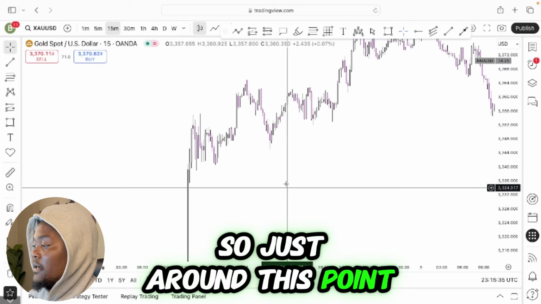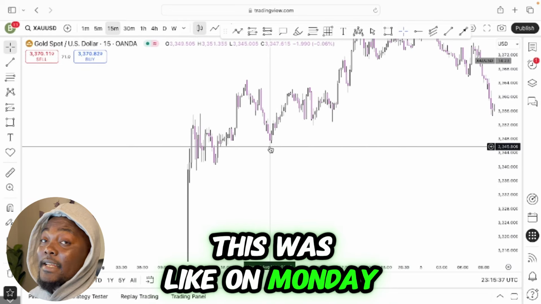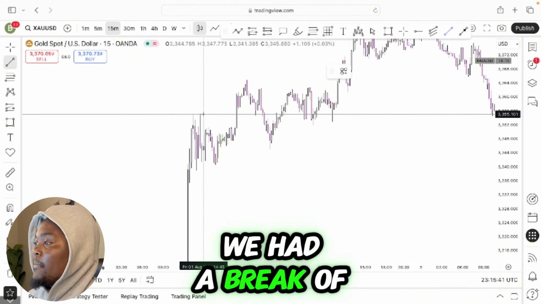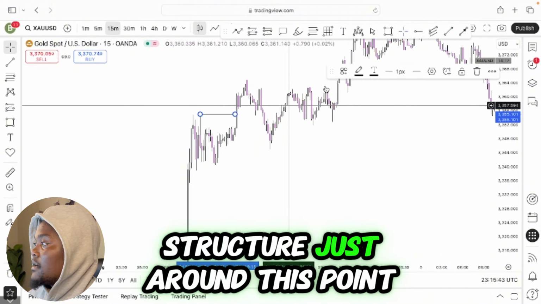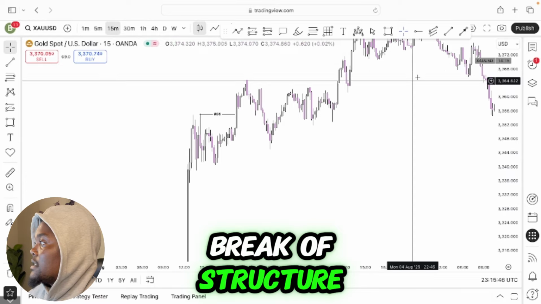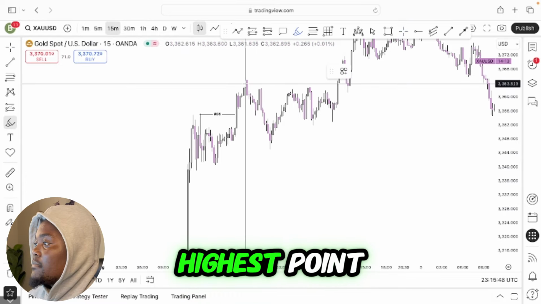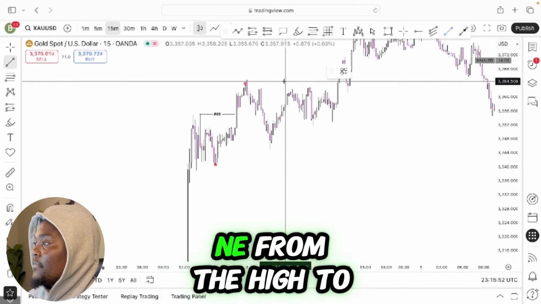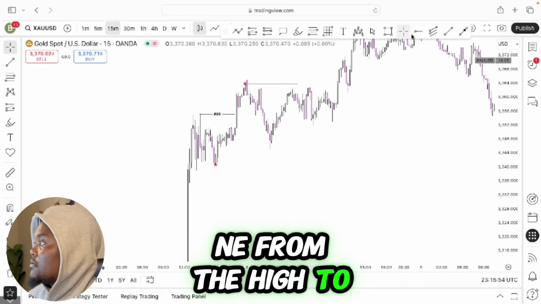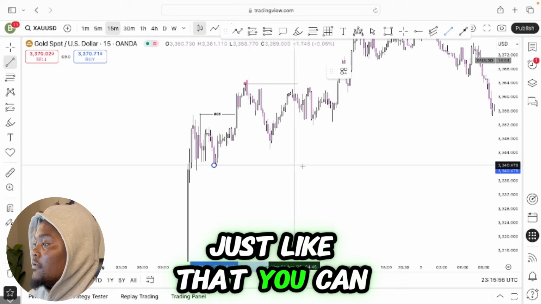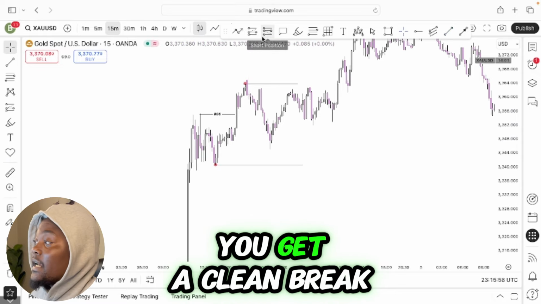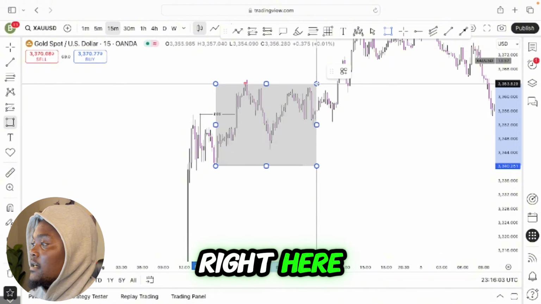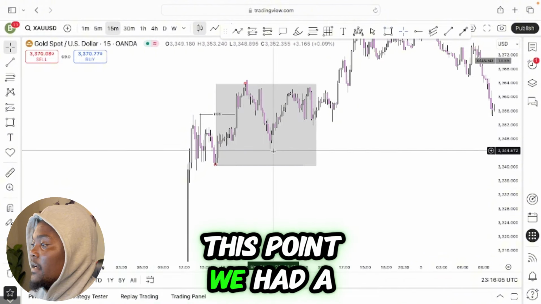Just around this point, this was on Monday. This is Monday price action. As you can see right here, we had a break of structure just around this point. Break of structure meaning that this is your highest point, then this is your lowest point. That means that this is your trading range, from the high to the low, just like that. You can draw out a box up until you get a clean break of structure so that you can confirm. As you can see right here, we had that break around this point, we had a pullback.